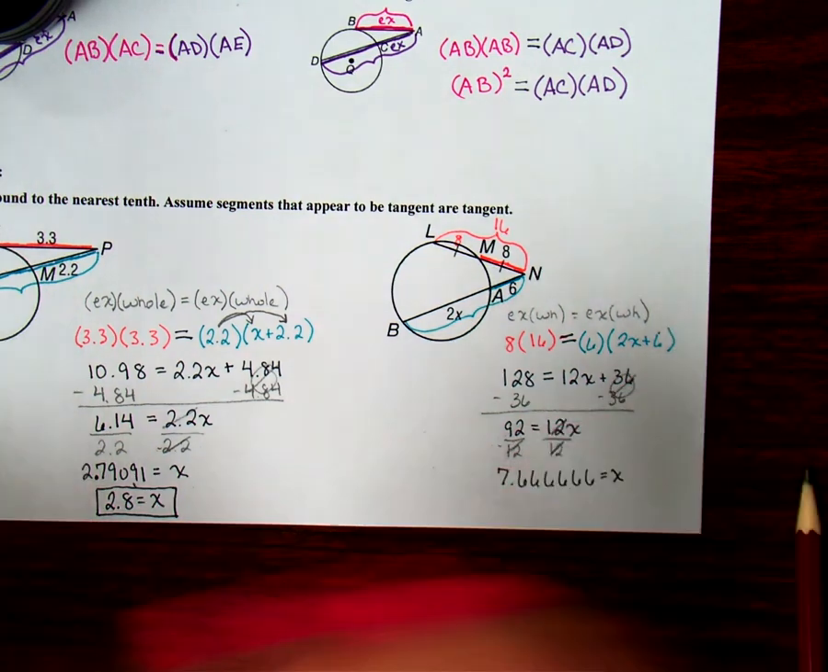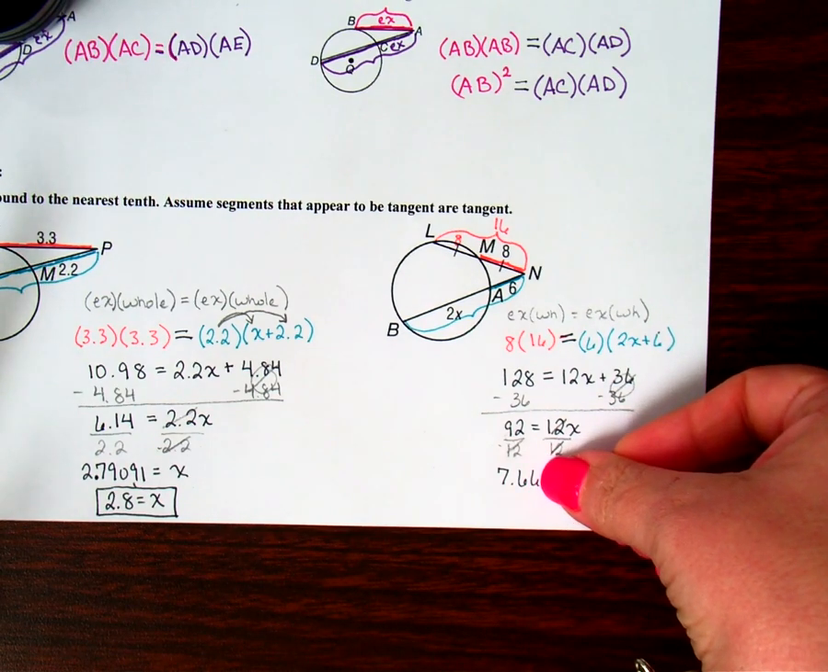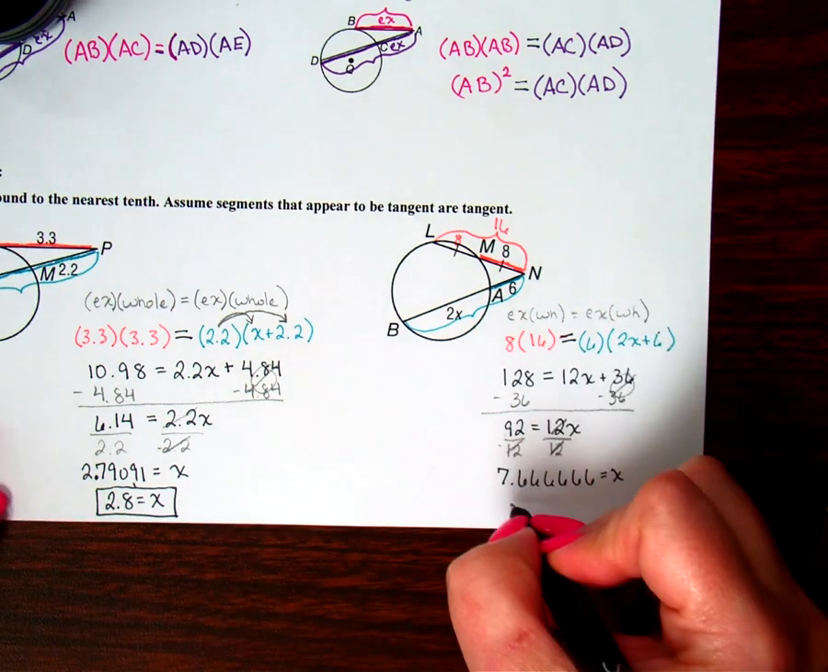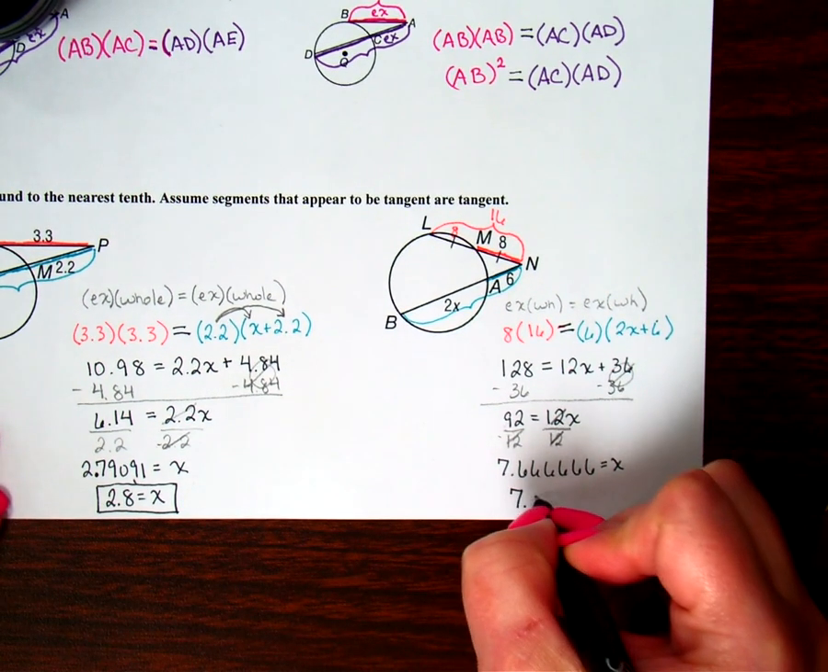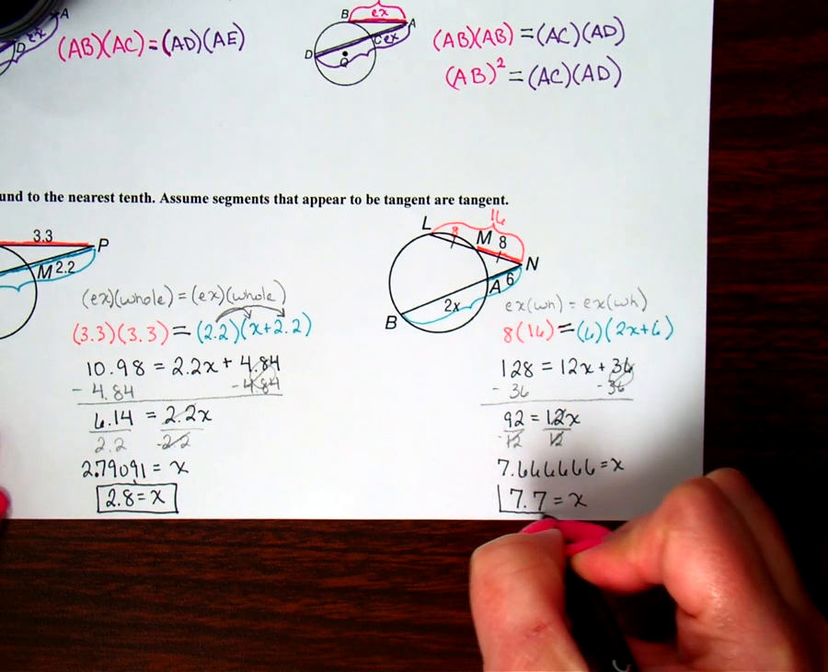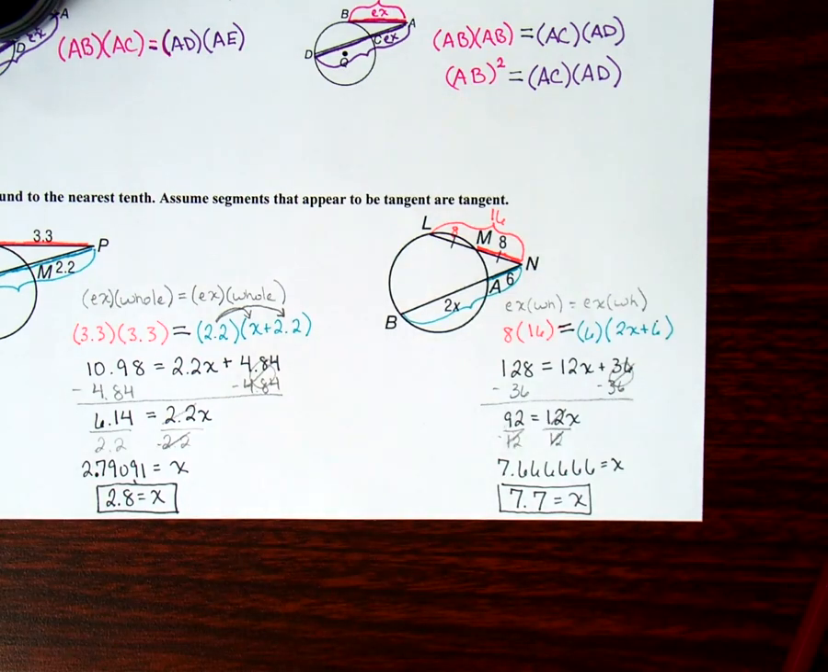So if I round that to one place, 7.6, look after it, there's another 6, so that means I need to round that up to 7.7. Equals x. Okay? All right, let's do at least one more. I'm going to look at the next page, at the next set of notes.